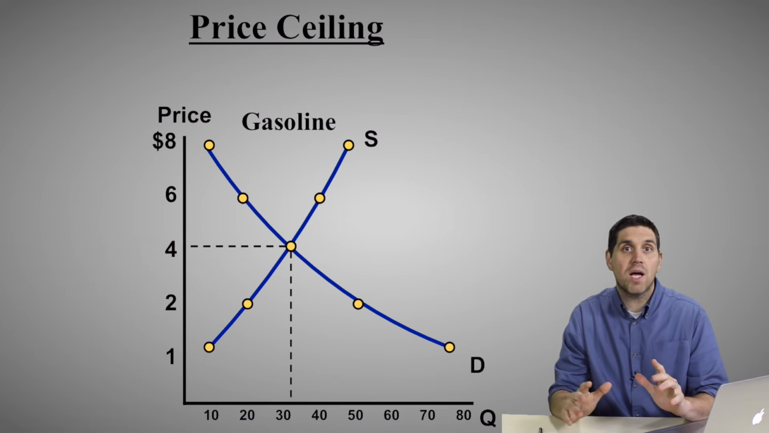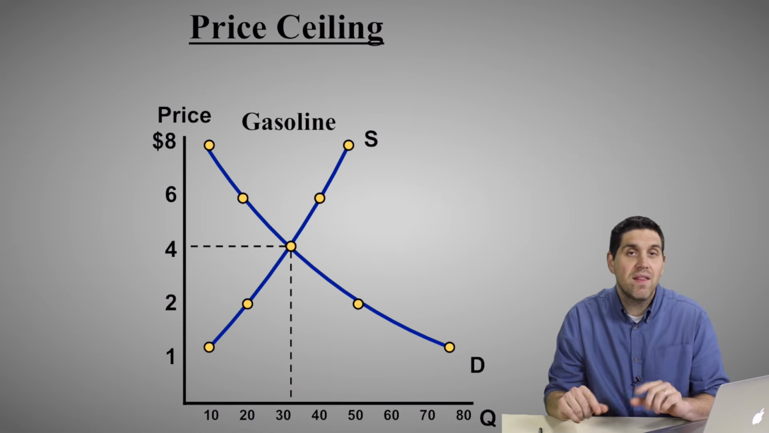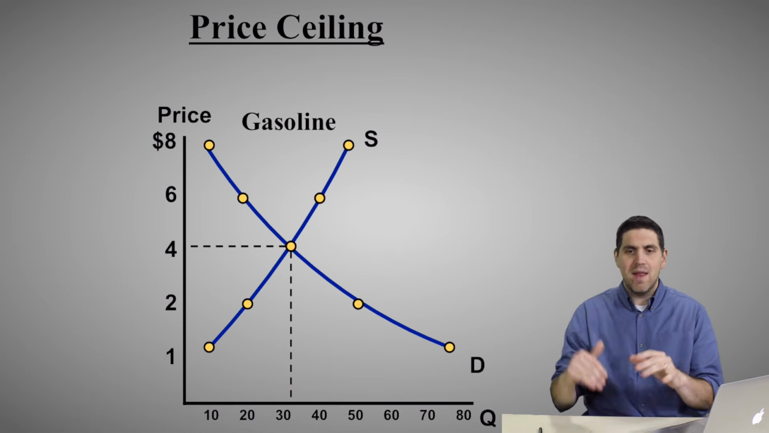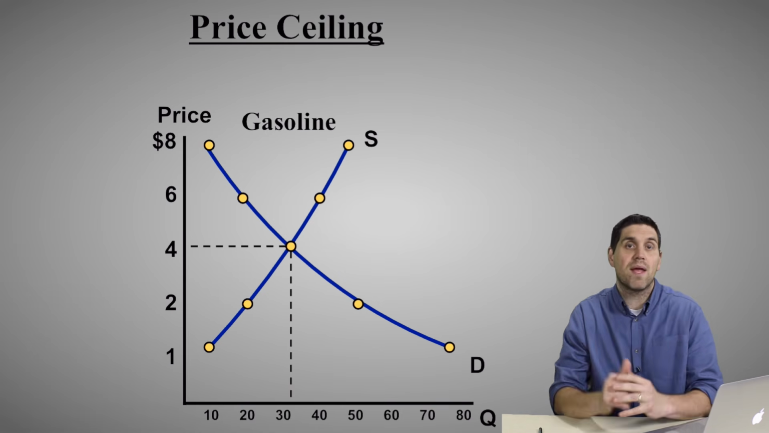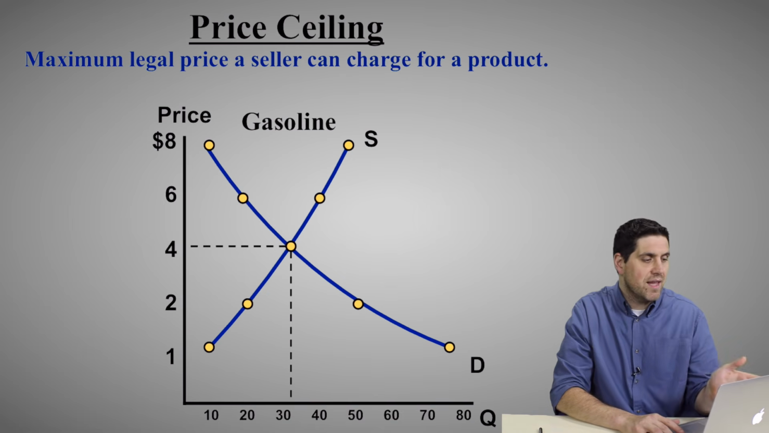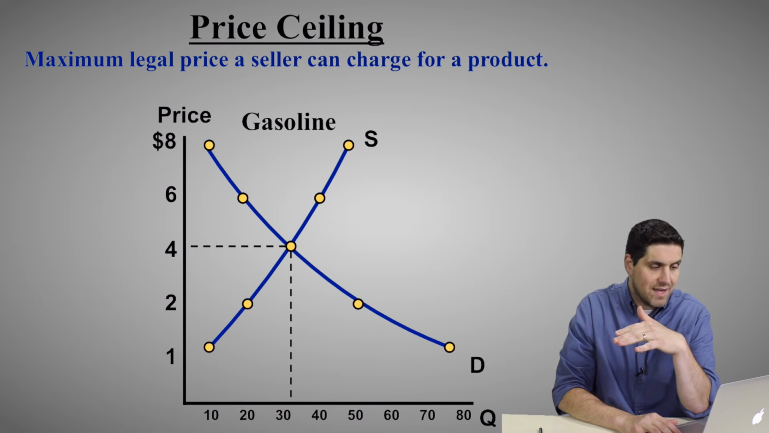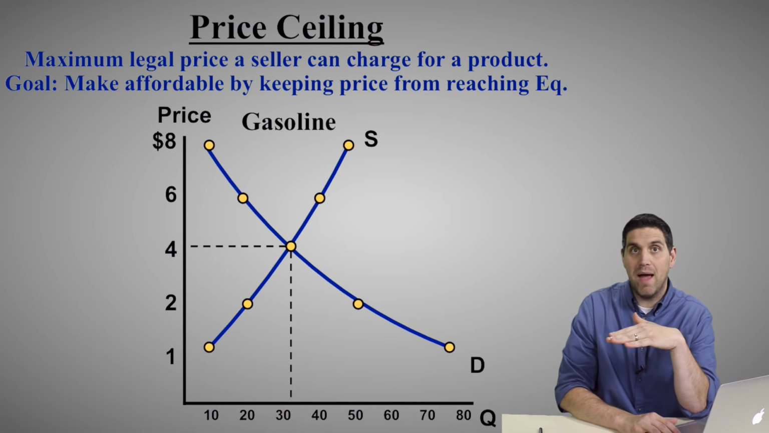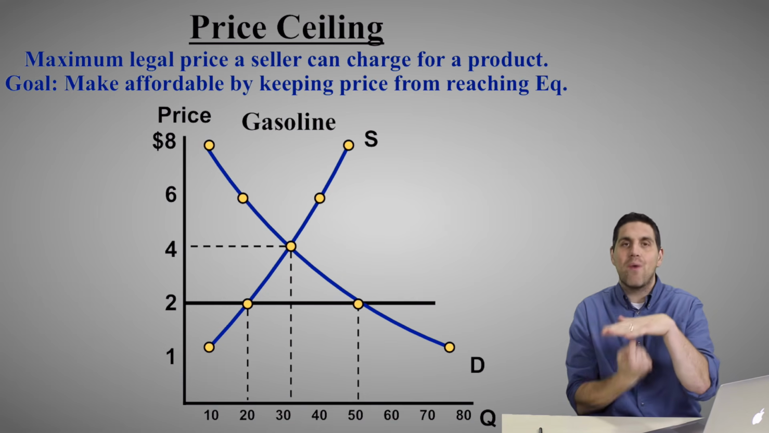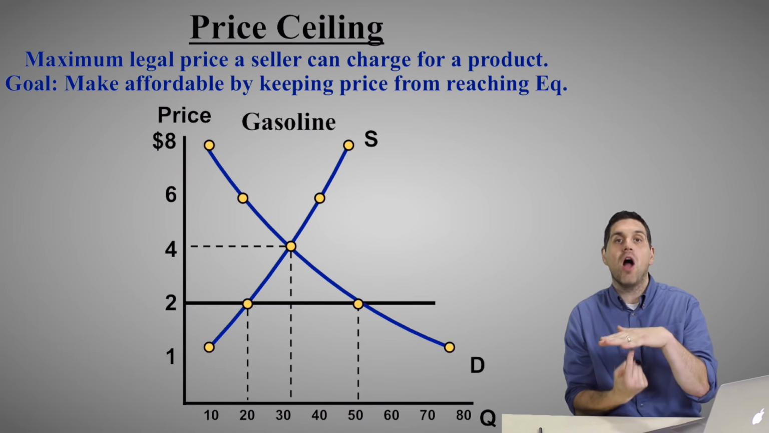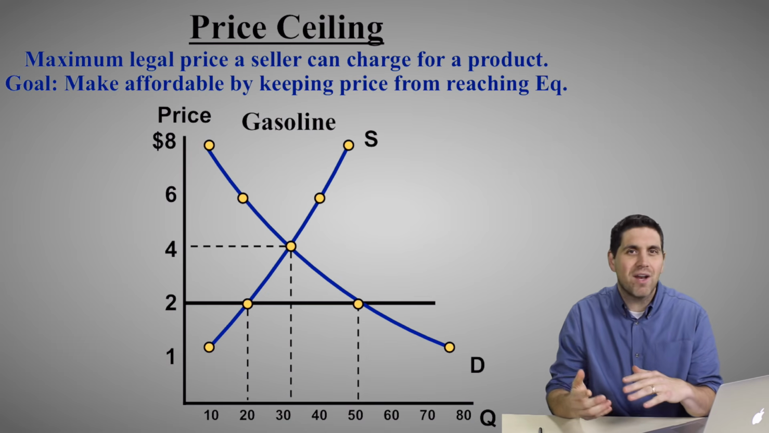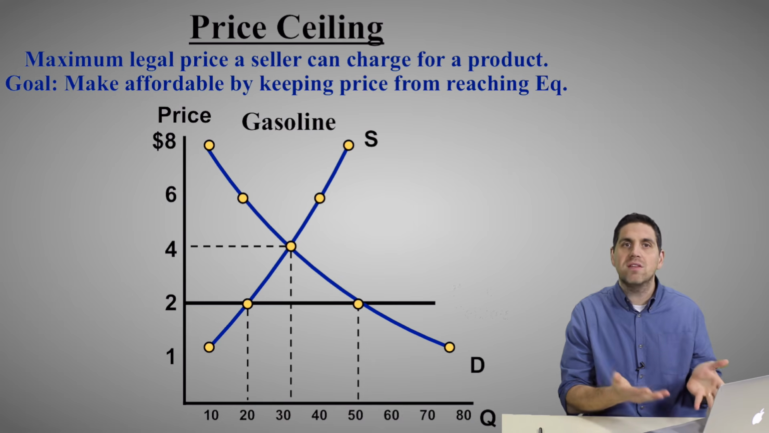Now, the last thing I'm going to talk about is the idea of ceilings and floors. The government can mess up a market. They can come in and set a price at a different spot or do some sort of regulation. In this case, a price ceiling is a maximum legal price a seller can charge for a product. And so a price ceiling is below equilibrium when it's binding. That means the government says, listen, you can't raise the price higher than $1 for gasoline. And that might seem like a good idea, but if you look at the graph, it causes a shortage.